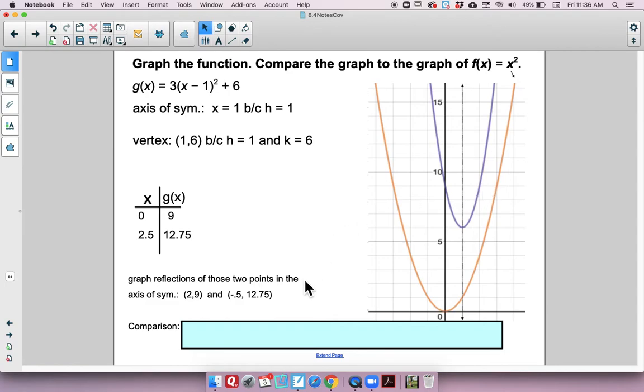Okay? So what would our comparison be? Well, I can see that it's a vertical stretch, obviously, by a factor of 3. What else do we know? It's not a reflection in the x-axis because they're both opening up, but it's a vertical translation, 6 units up, and a horizontal translation, 1 unit to the right.